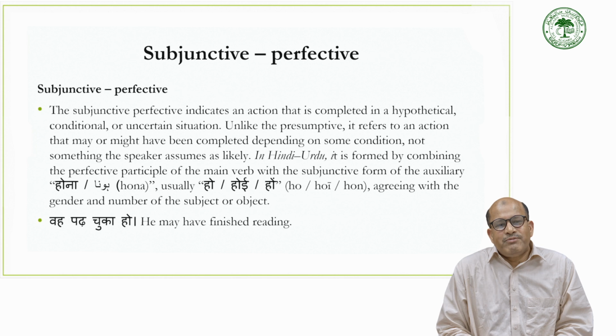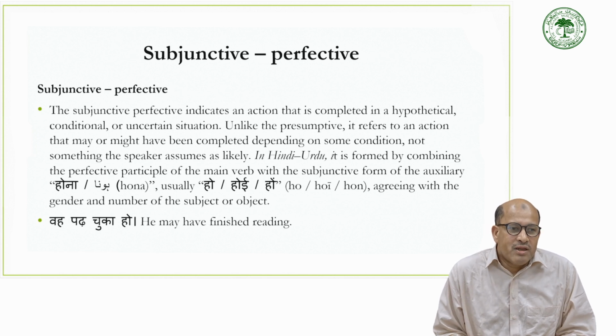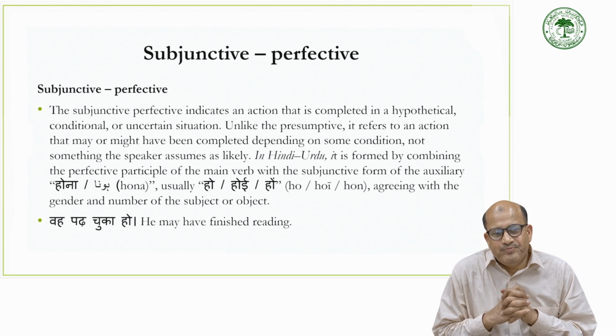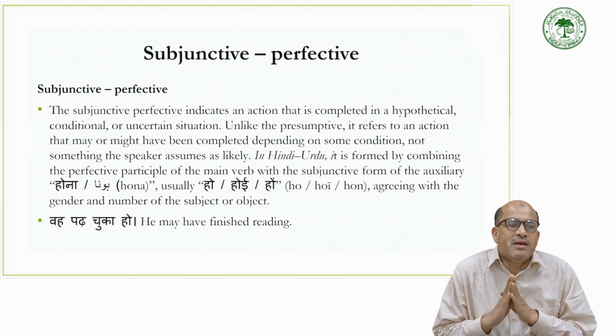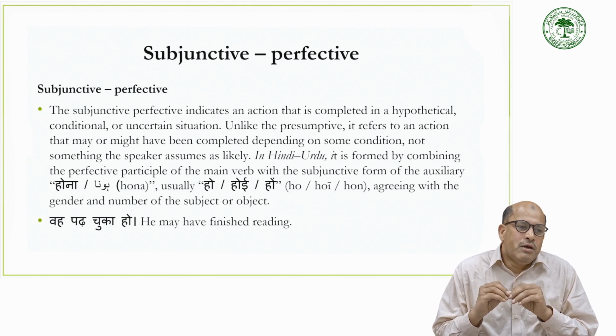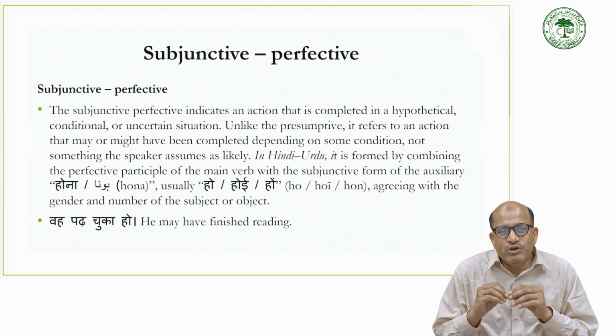Now looking at the subjunctive perfective, the subjunctive perfective indicates an action that is completed in a hypothetical, conditional, or uncertain situation. Unlike the presumptive, it refers to an action that may or might have been completed depending on some condition, not something the speaker assumes as likely.